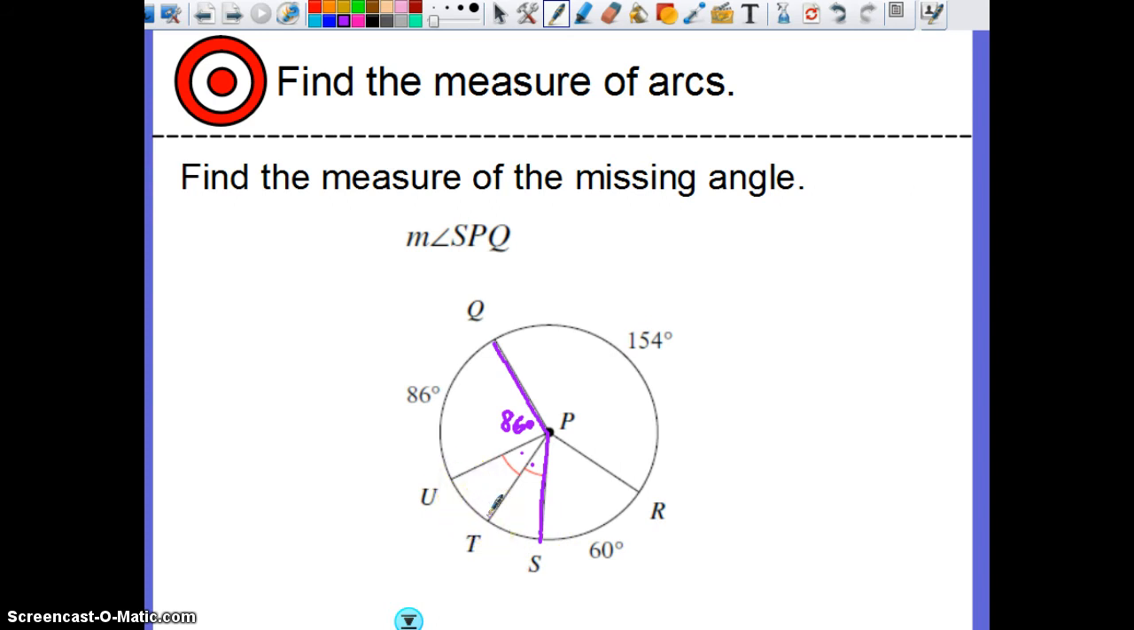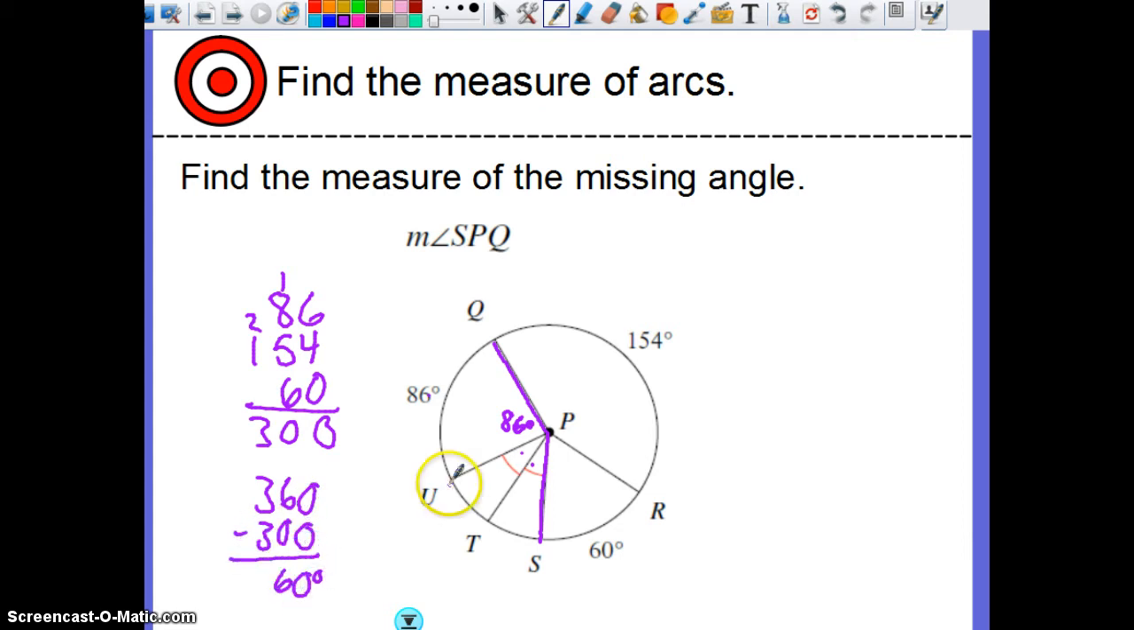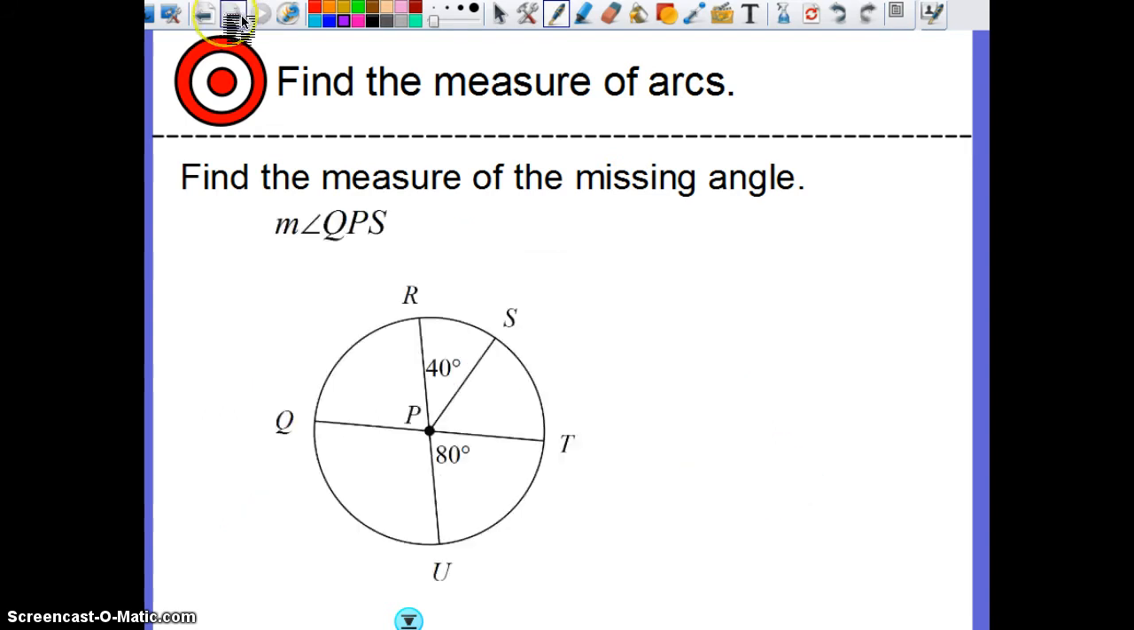Well, a whole circle is 360 degrees, right? So what if I added these all up? So 86 plus 154 plus 60. Okay, so that'll be 300. And so 360 minus 300 is 60 degrees. So that means this arc from here to here is 60 degrees total, which is fine because we need to know both of those angles, right? So both these angles together make 60 degrees. And hey, look at it. Now we have everything that we need. 86 plus 60 gives us 146 for that angle. Not too bad.